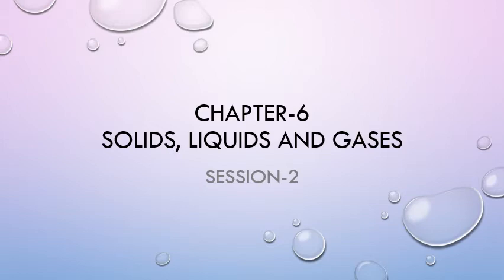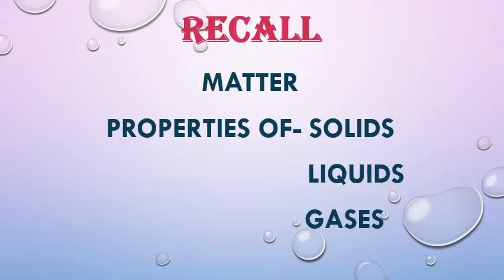So let us first have a quick recap of what we have already learned in our previous sessions. In your previous session, I had explained to you about matter. What is matter? Matter is anything that occupies space and has mass. I had given you certain examples regarding matter, that is how we can see different types of matter: solids, liquids and gases. Different definitions and examples I have also provided.